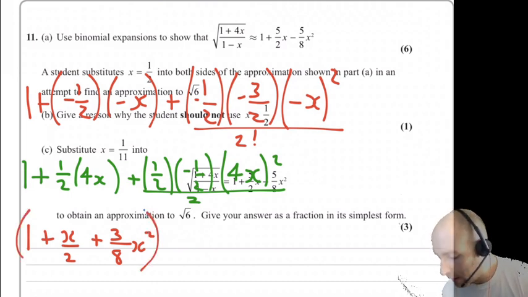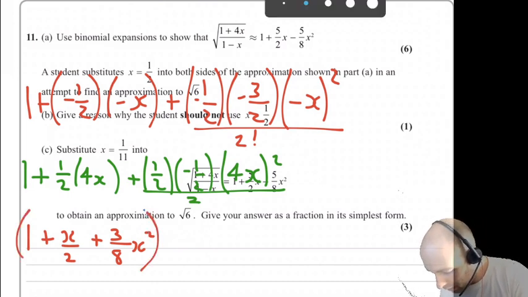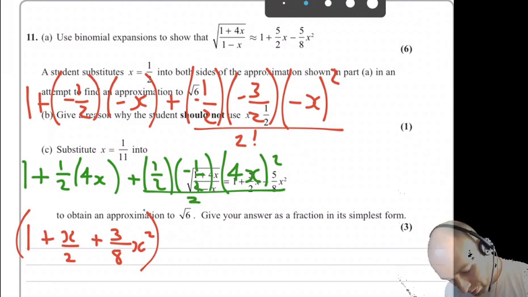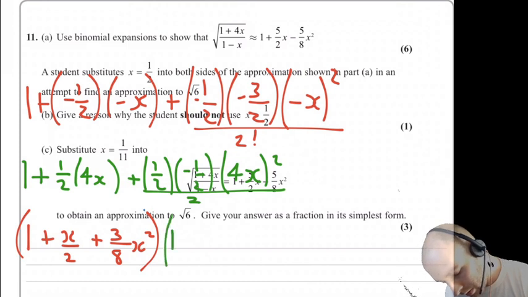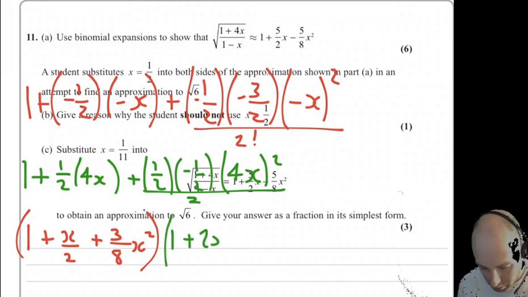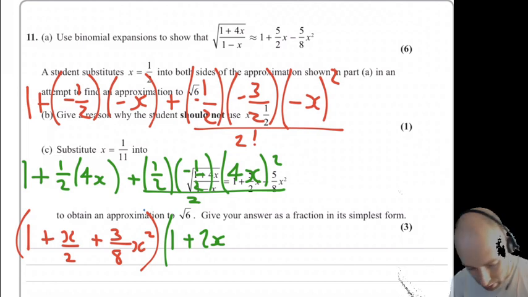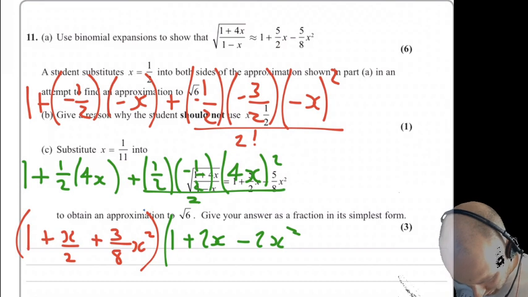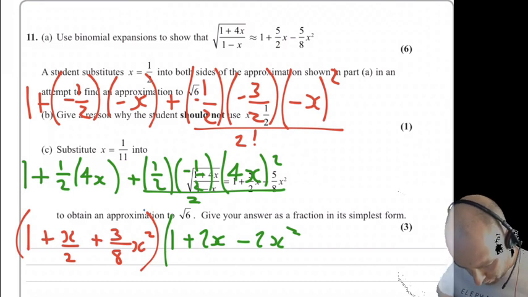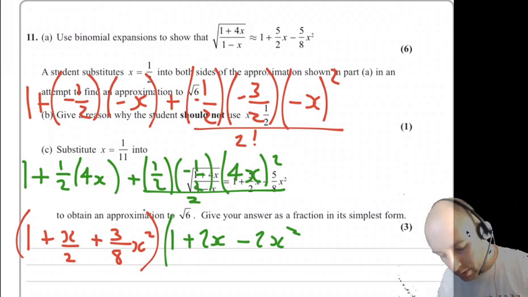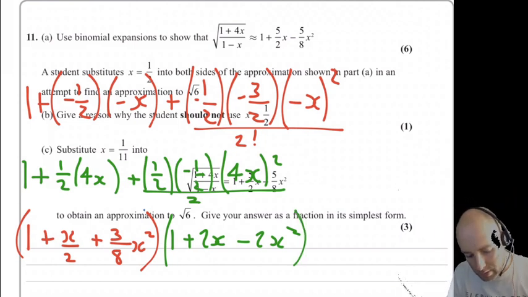Second one is going to be 1 plus 2x and minus 2x squared. I think that's right. I think it's a negative there. Positive, yeah, negative. Yeah, cool. So we get those two brackets. So we need to expand those two brackets.